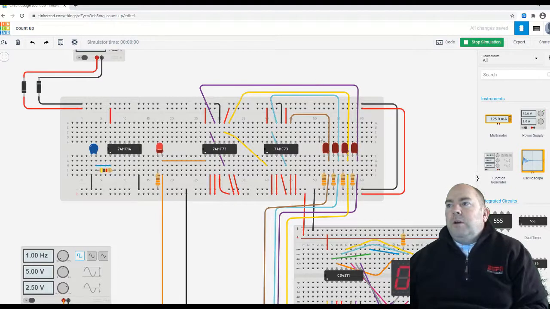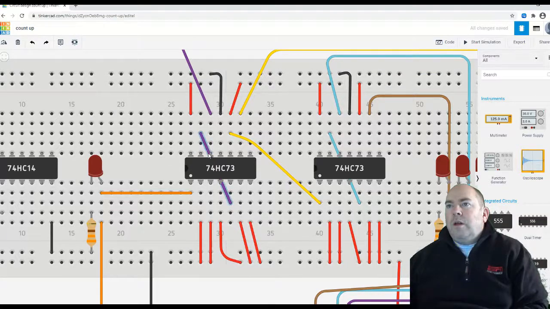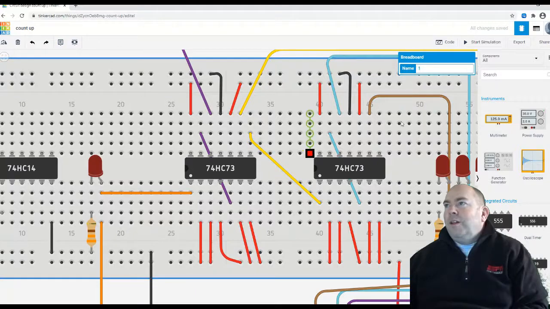So now what happens? We start at 0. Three, two, one, 0. I've done something wrong here. Well, I put that on K2 instead of inverted output 2. Let's try putting things in the right place. Let's try this again.